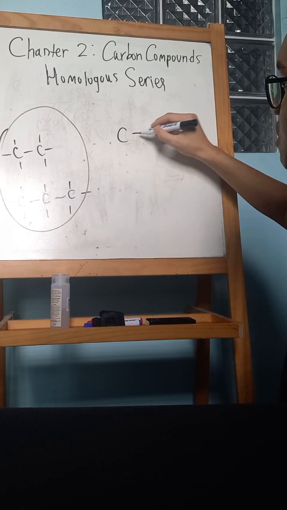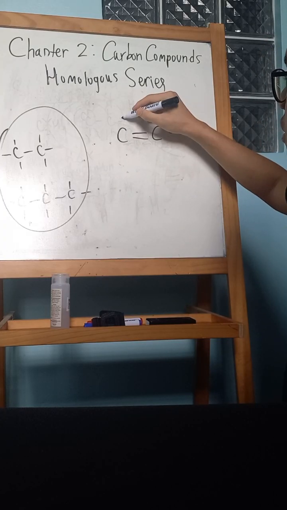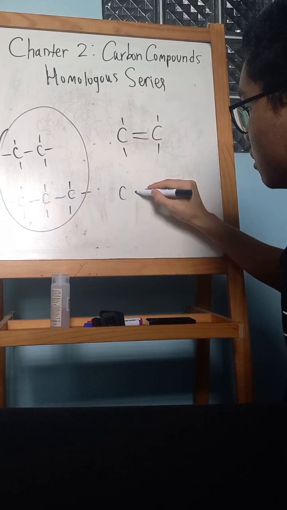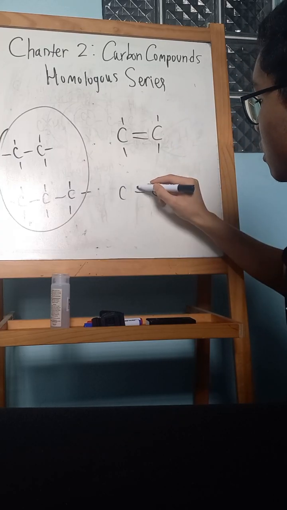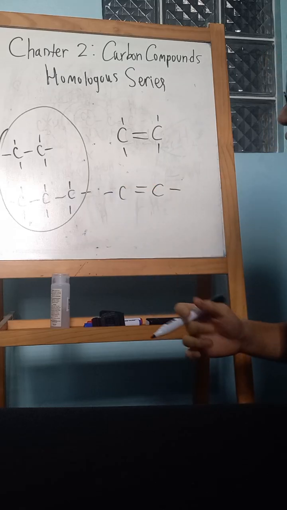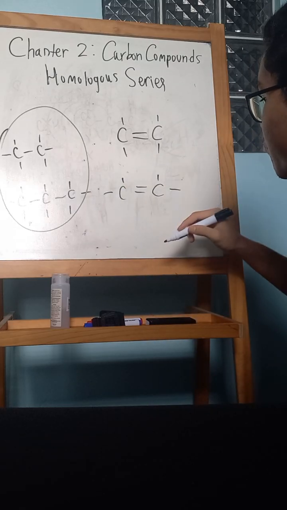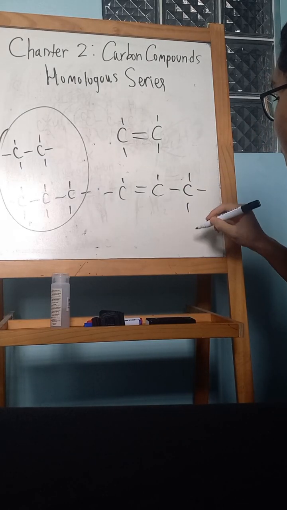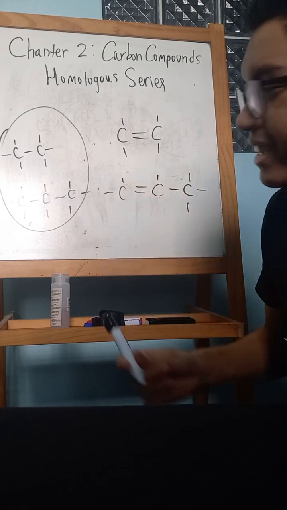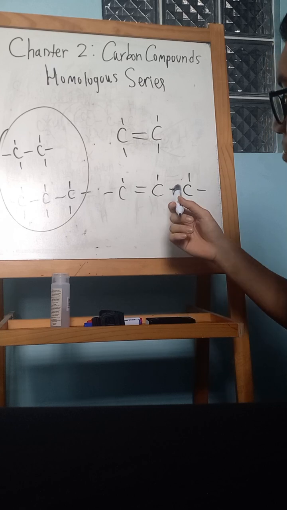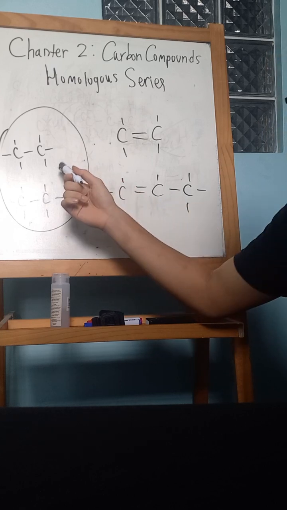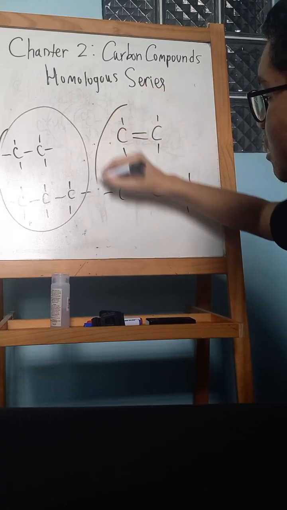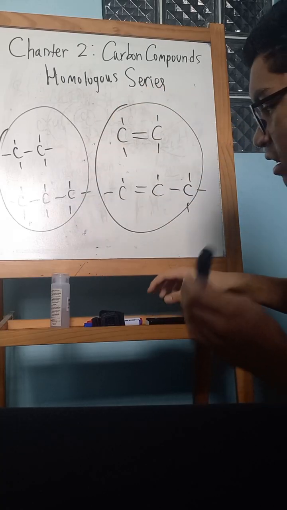While this has a double bond, and this has a double bond, and this has a double bond too. So this is not similar to this, because this has no double bond. This has a double bond. So this is classified into one family. All right, let me erase this.